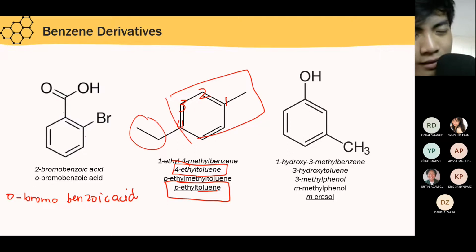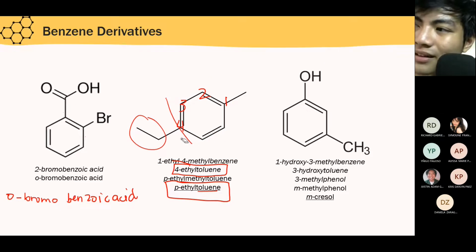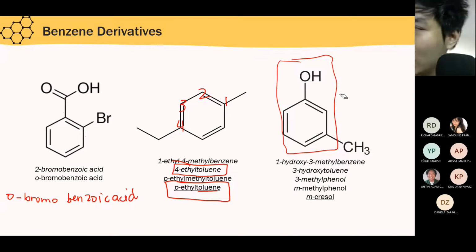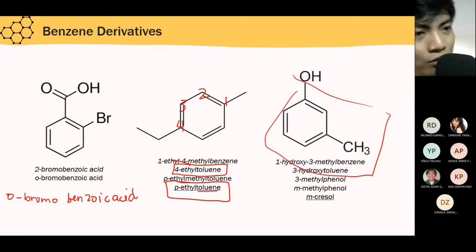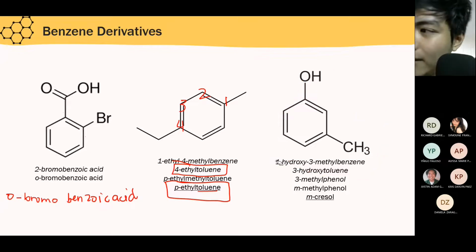Okay? So again, it is important for you to know which one has a common name. How about the next one? How is this? So, you have an OH, which you know is phenol. You have the methyl, which you know is toluene. So, which one will you use? Actually, you can use both. You can use both, because it already has two common names, right? That's why it has so many names. So that is what happens in benzene.